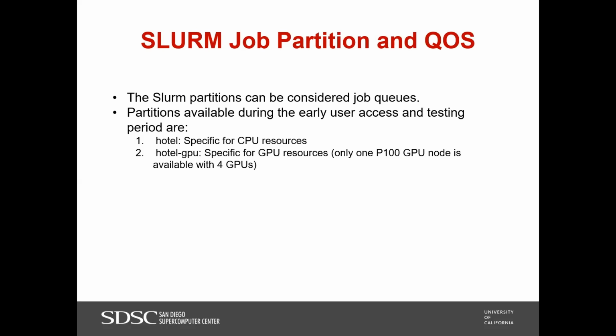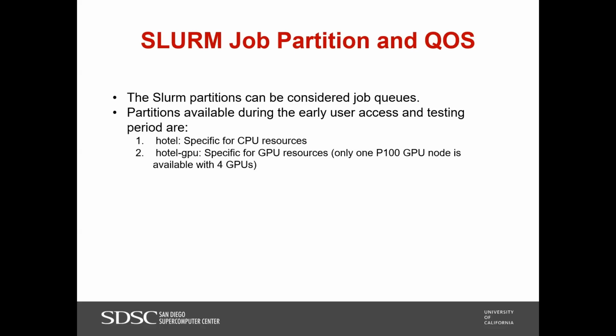Okay, since we have a job scheduler, you may already know that we have a job queue in our current 1.0 PBS job scheduler. In SLURM, we also have a similar queue, but we call it a partition, for you to identify the computational resources. Currently there are two partitions available during the early user test period. The first is called the hotel partition, which is for CPU resources, and the other is called hotel-GPU, which is for asking for GPU resources.